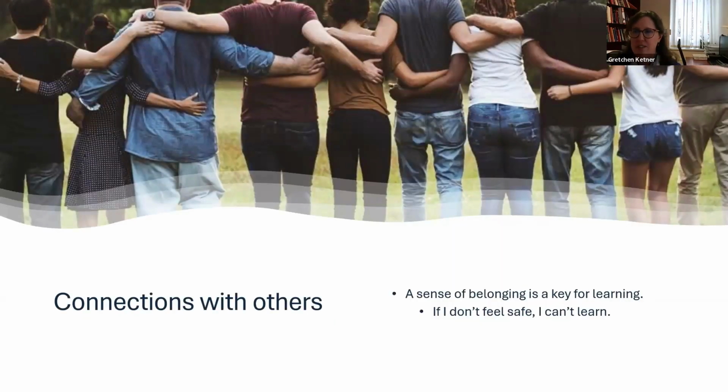Another type of connection that is very key for learning is connections with others, connection with the teacher, connection with others in the class. A sense of belonging is key for learning. Feeling like you belong creates a sense of safety. And when you feel safe, guess what? The cortex is open for business. The prefrontal cortex is ready to learn. If I don't feel safe, I can't learn, or I'm going to have a much more difficult time learning.